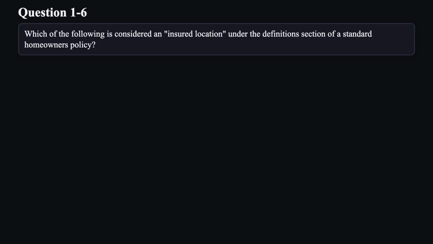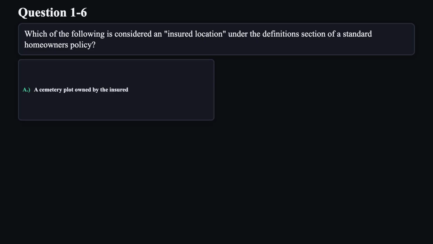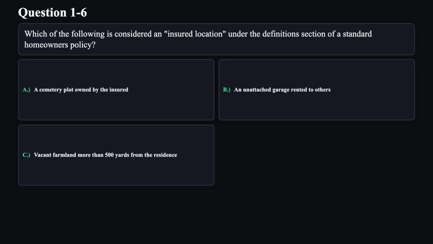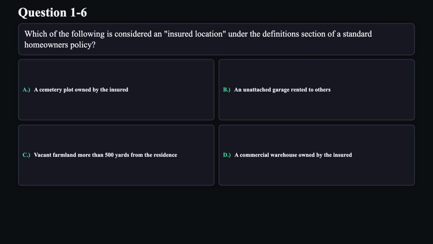Question 6. Which of the following is considered an insured location under the definitions section of a standard homeowner's policy? A. A cemetery plot owned by the insured. B. An unattached garage rented to others. C. Vacant farmland more than 500 yards from the residence. D. A commercial warehouse owned by the insured.